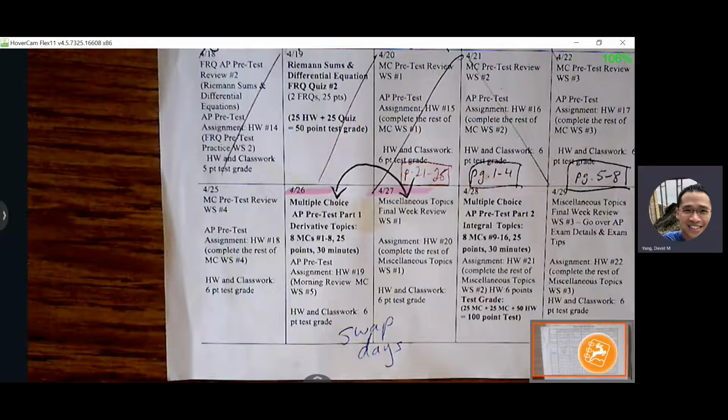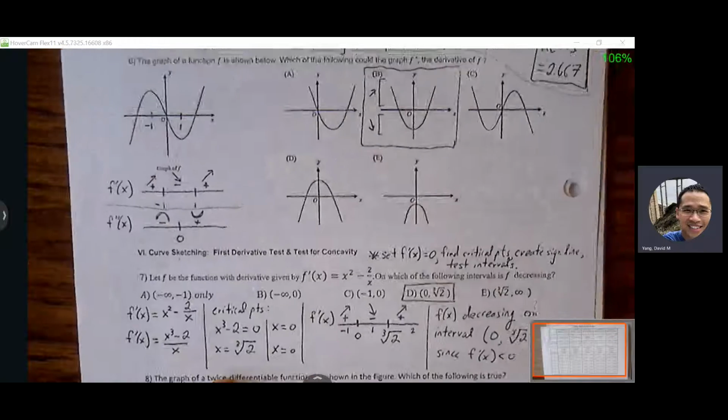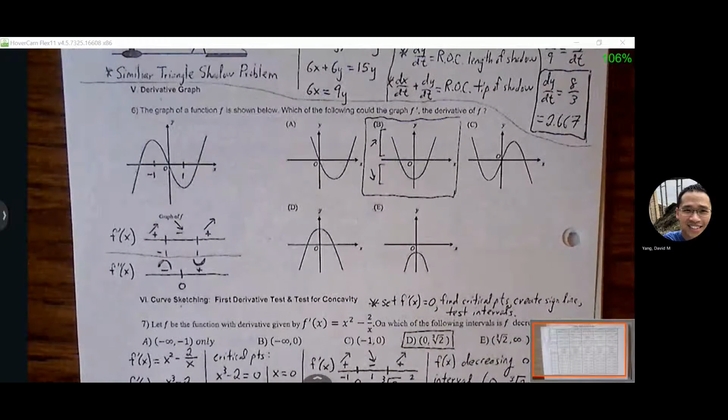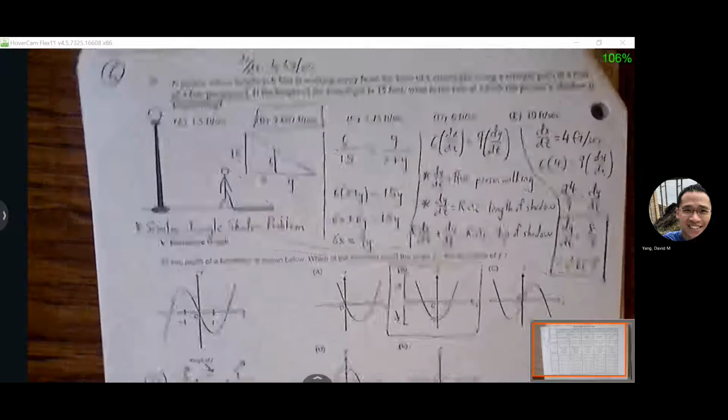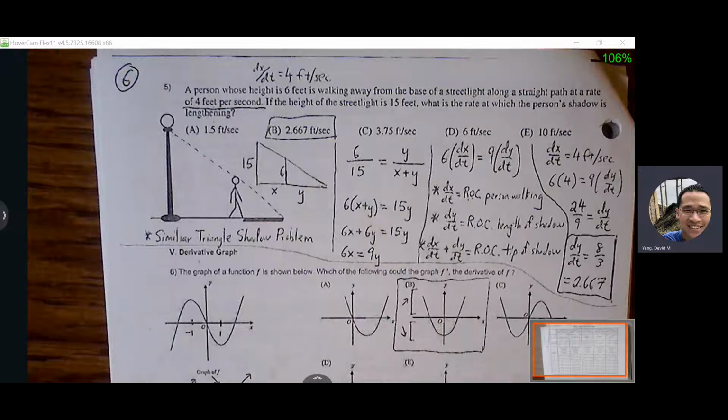I'd like to go through pages 5 through 8, especially the parts that involve calculators. I know you guys did this for homework, but I want to go through each of the concepts and see if you have any questions. Okay, so page 6, we did the shadow problem above.